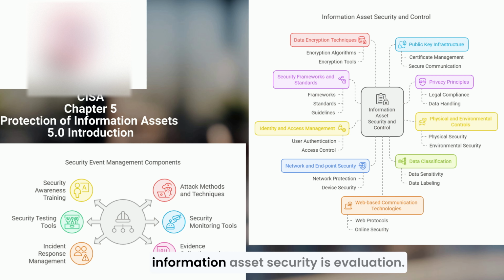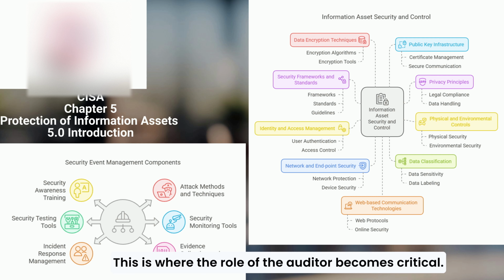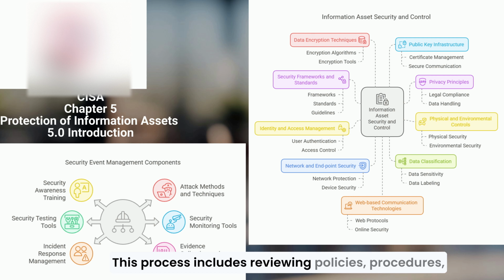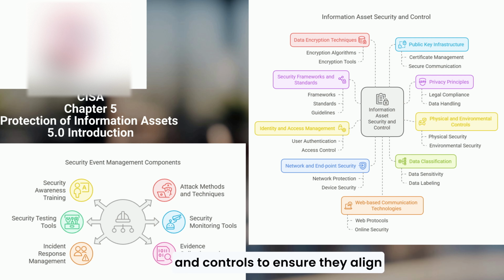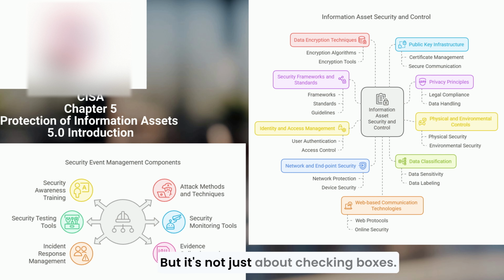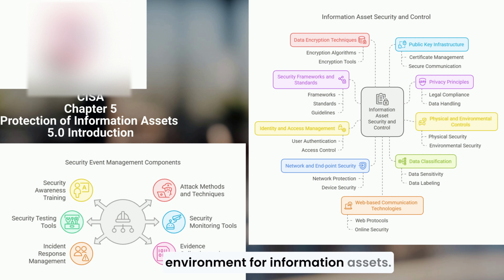An essential part of maintaining information asset security is evaluation. This is where the role of the auditor becomes critical. Auditors don't just assess systems and procedures, they evaluate whether these measures are suitable for the organization's unique needs and effective in achieving the desired level of protection. This process includes reviewing policies, procedures, and controls to ensure they align with the organization's goals, regulatory requirements, and industry standards. But it's not just about checking boxes. Auditors are trained to identify weaknesses, gaps, or inefficiencies in the system and recommend improvements that ensure a robust and secure environment for information assets.